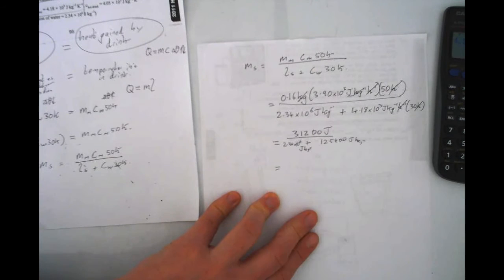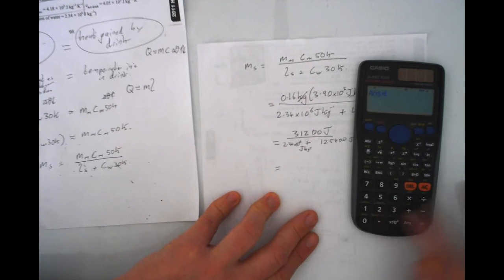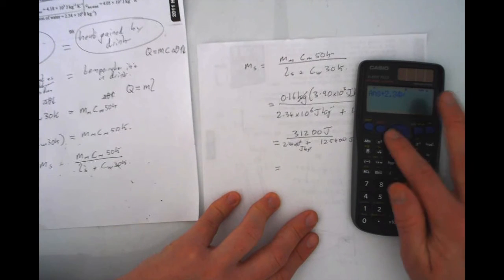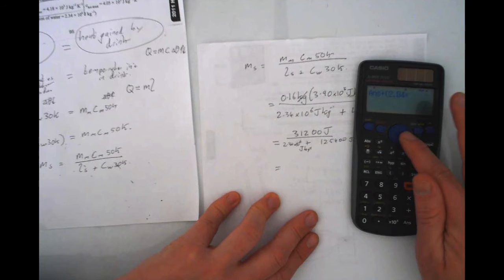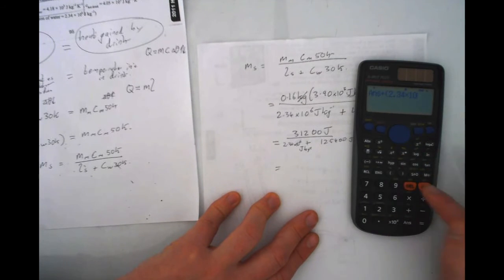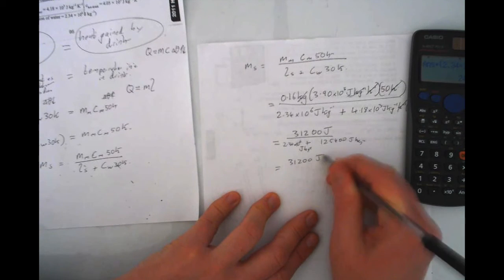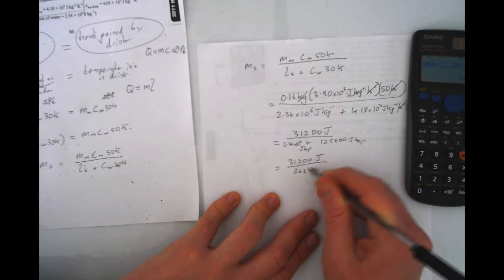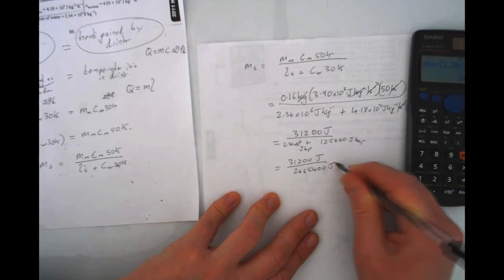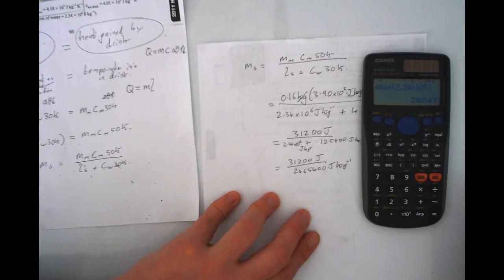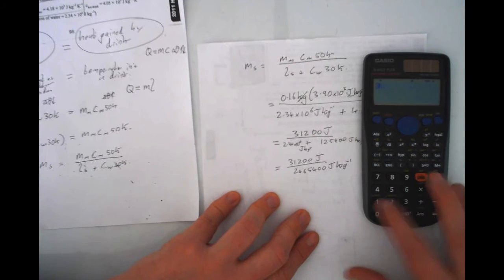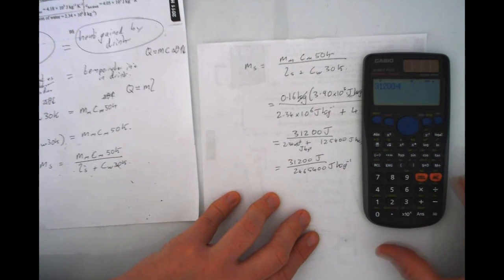Okay. So let's add the bottom line plus 2.34. Let's put some brackets around so they don't get messy. By 10 to the 6. So I've got 31200 joules divided by 2465400 joules per kilogram. Okay, so 31200 divided by our answer from the last time.